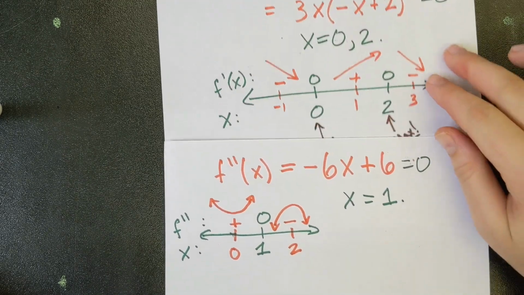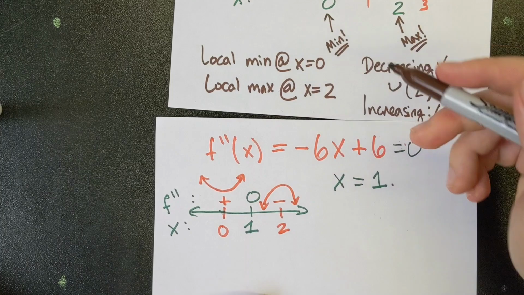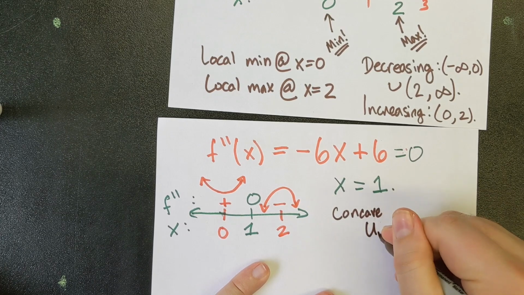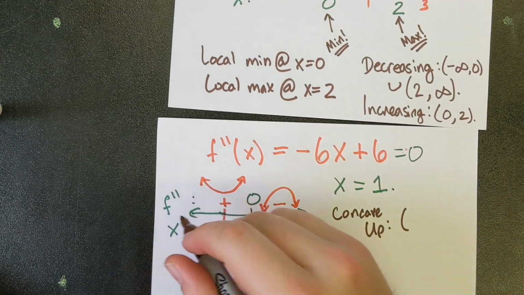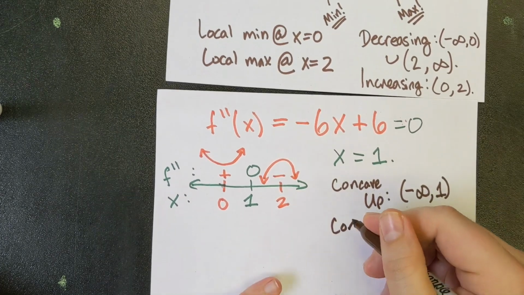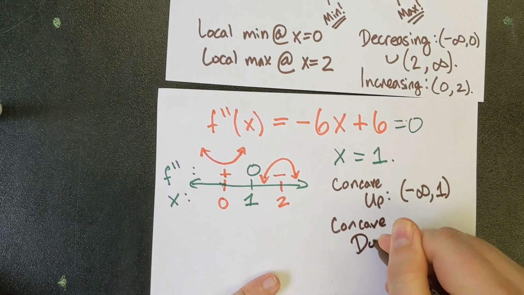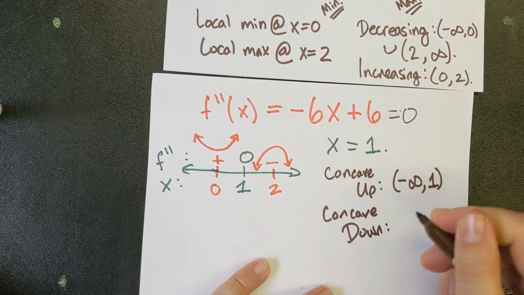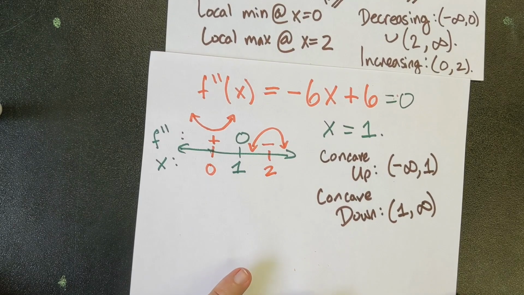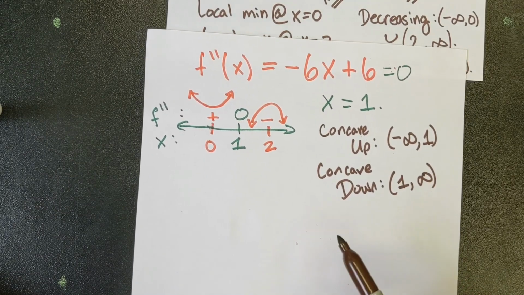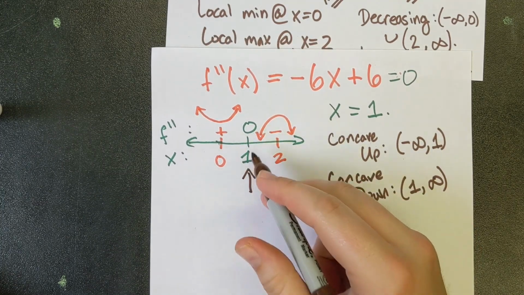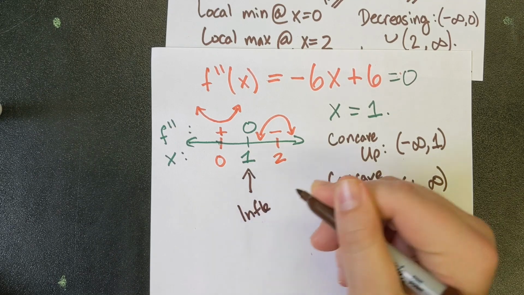And so we can conclude that our graph is concave up from negative infinity all the way to 1, everything up until 1. And we're concave down from 1 all the way up to infinity. And we can also notice that since we changed concavity from concave up to concave down, here where the second derivative is 0, this is an inflection point.